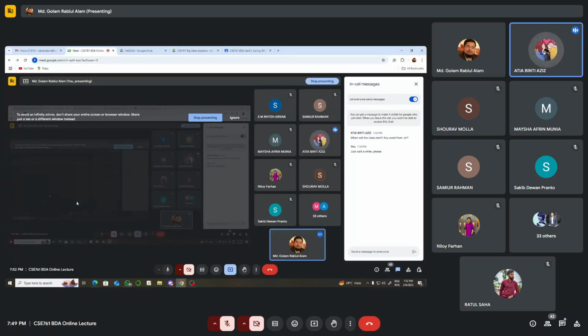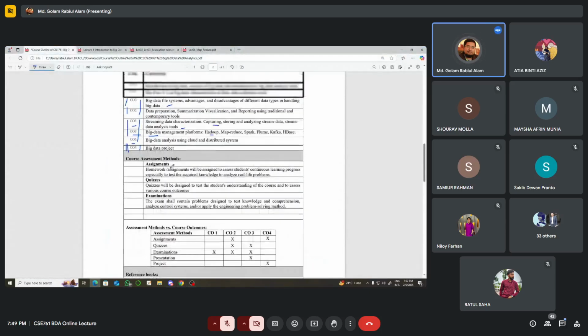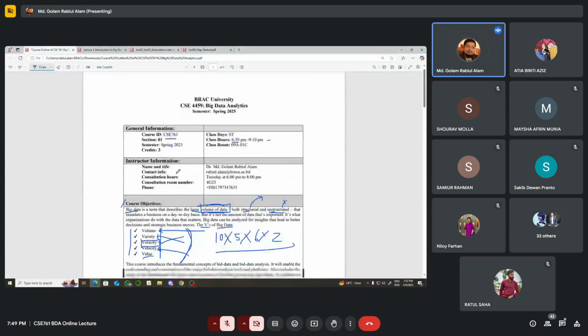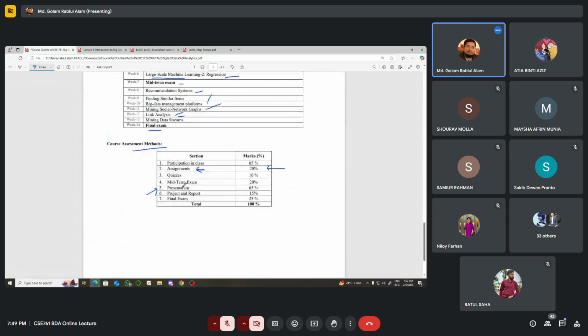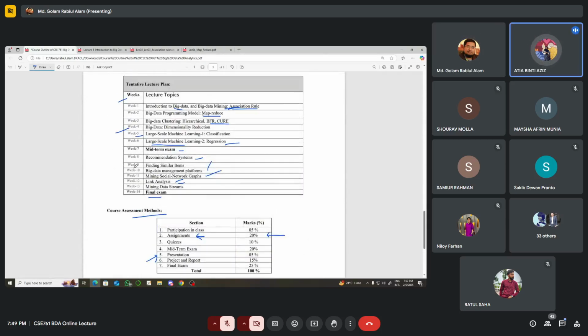Sir, can you kindly share the timeline of the presentations and the assignments, when we will be given those? Initially, I don't have the timeline at this moment. As mentioned, the presentation is after the midterm, so I think you will get those after the midterm. Okay, sir. So the assignments will be before the midterm, I guess?